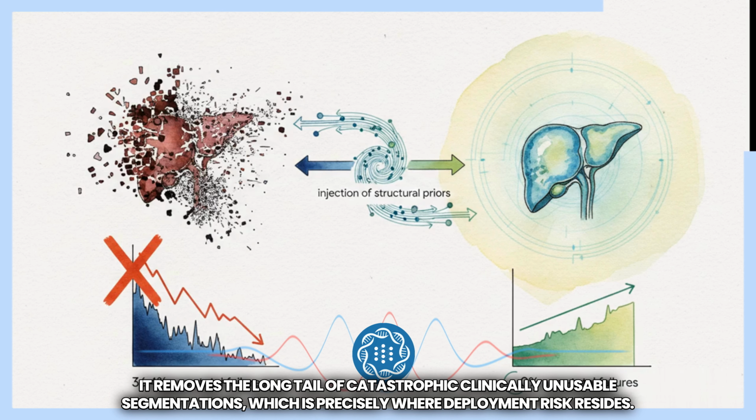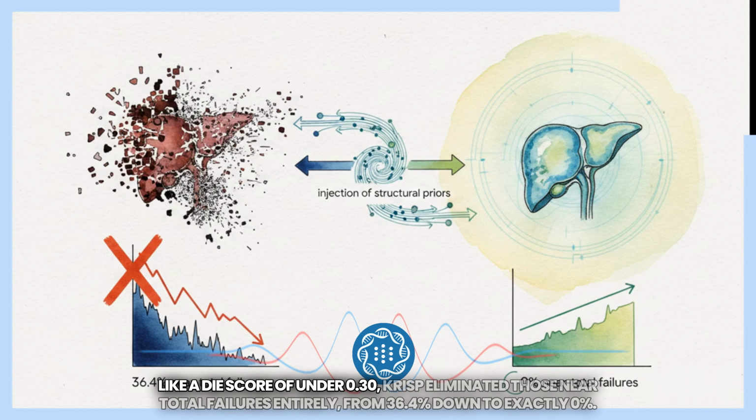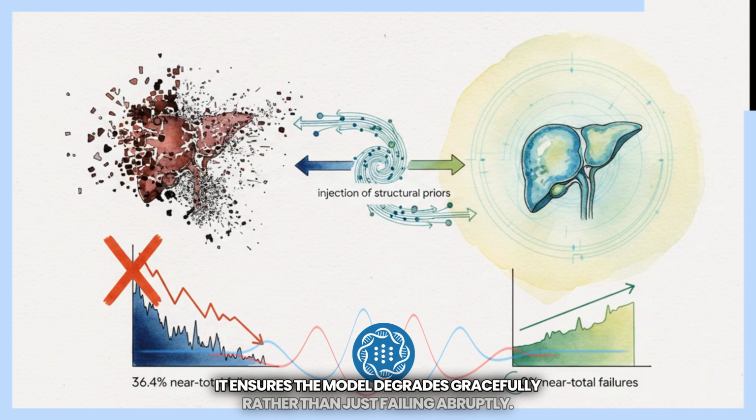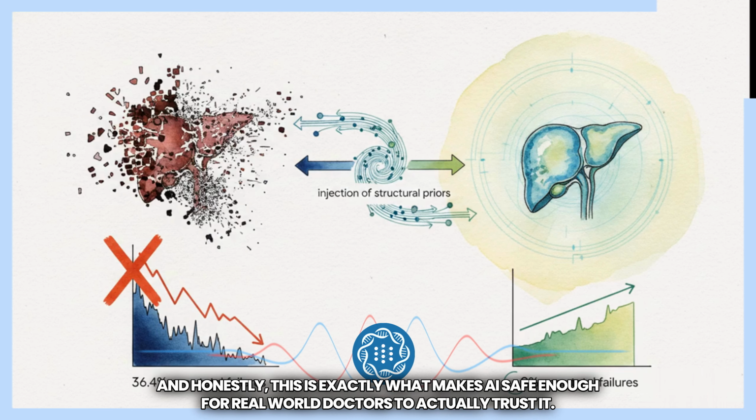where deployment risk resides. When they tested on non-contrast CTs, 36.4% of the baseline volumes were near total failures, like a DICE score of under 0.30. CRISP eliminated those near total failures entirely, from 36.4% down to exactly 0%. By injecting those structural priors and squeezing out the ambiguity, it ensures the model degrades gracefully rather than just failing abruptly. And honestly, this is exactly what makes AI safe enough for real-world doctors to actually trust it.